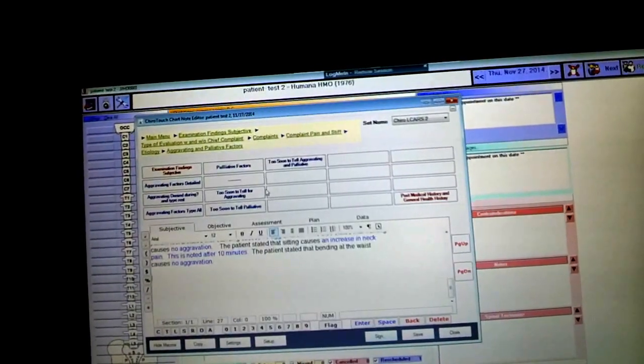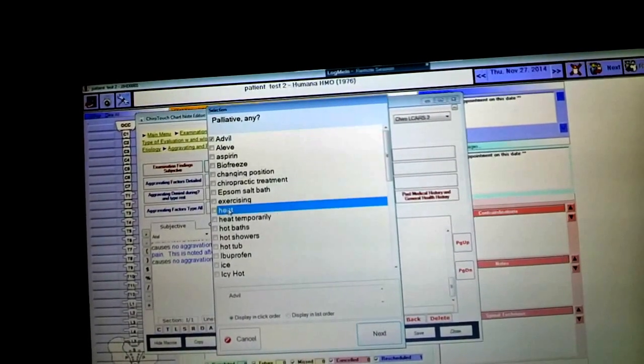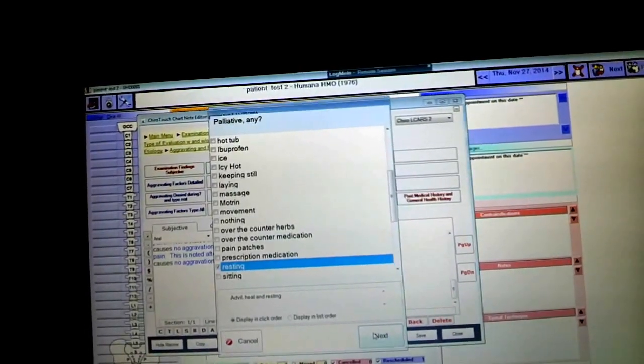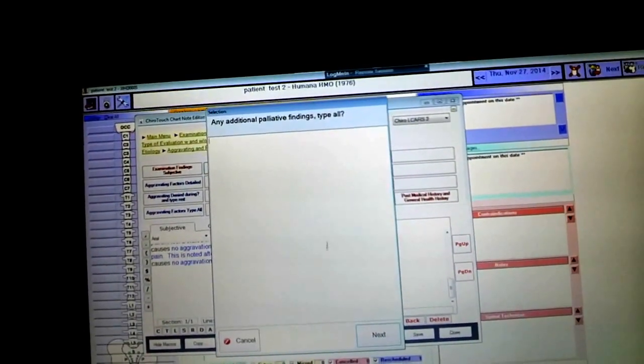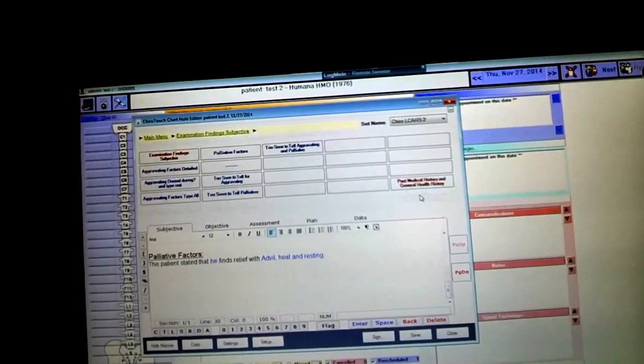with a period. We can ask the person what he's done that made this feel better. He says, I used Advil, I did heat, and I did a little bit of rest, and that takes care of some of the issues. And again, we can type anything that's not on the list there. From there, we're going to go over past medical history.